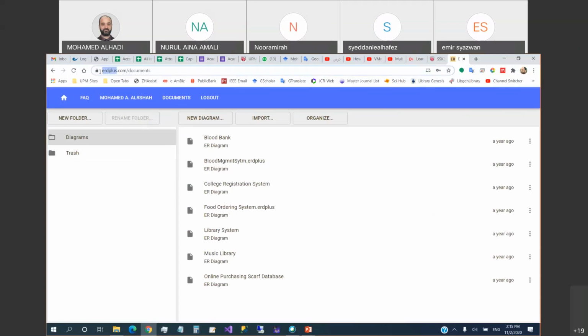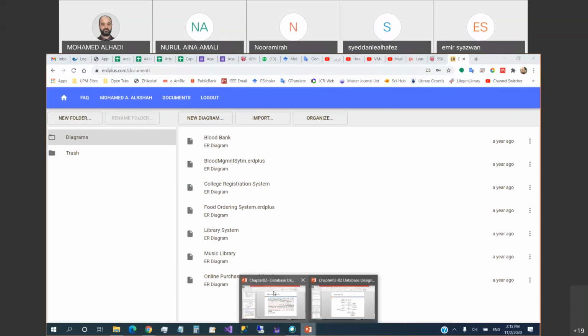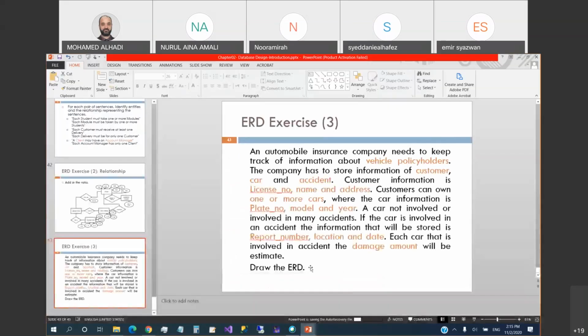You can see last year we also used this tool for many scenarios. I want to write it here.